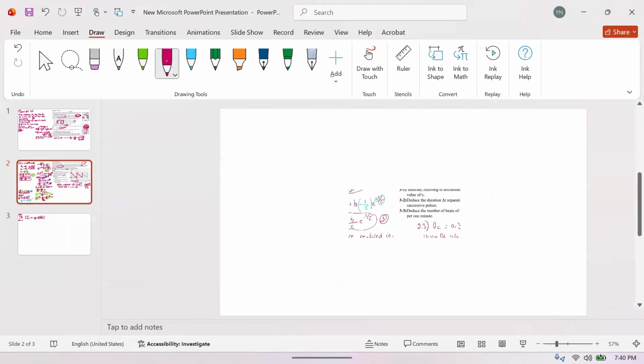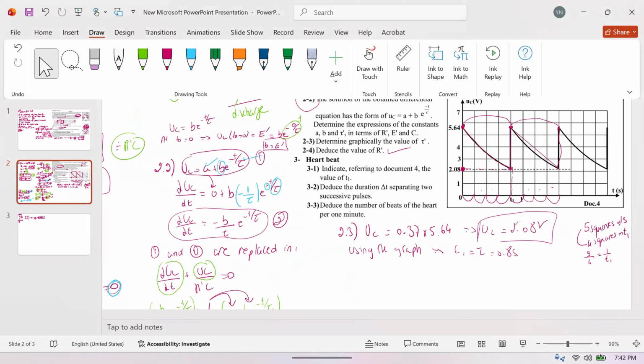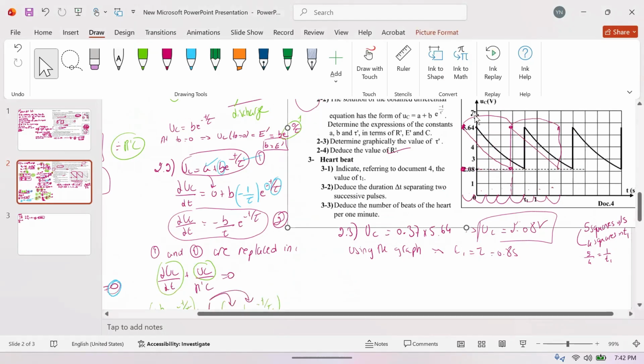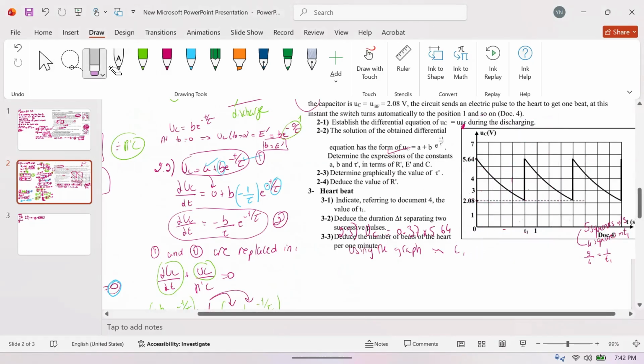Now 3.2. Deduce the duration separating two successive pulses. What they mean by pulse is not like finding two distances or two oscillations, like from here to here, two pulses. No, they mean when you charge the capacitor, then you discharge it. How much time is it taking? This is what they mean.